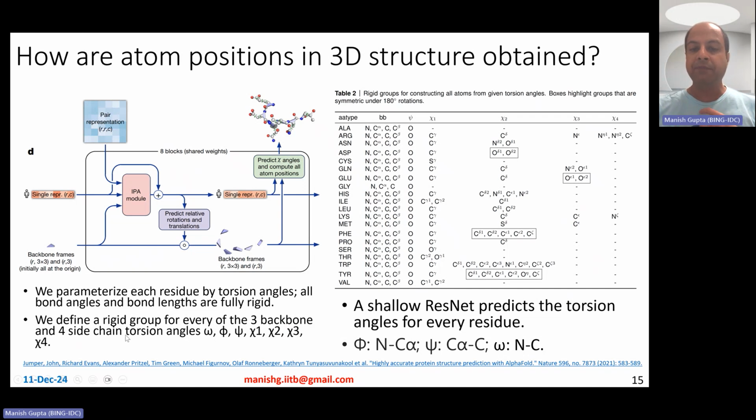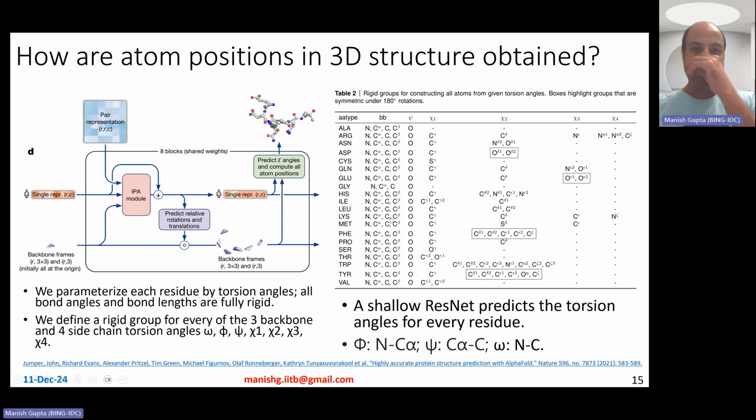Omega, psi, phi are the dihedral angles for the backbones themselves, while chi1, chi2, chi3, chi4 are for side chains. Now, we already talked about phi and psi, which are basically the angles around the bonds involving C alpha and C. But then there is also this redundant angle in some ways, omega, which is basically between N and C. Now, of course, if you have fixed phi and psi, your omega is sort of fixed, but it's good to predict all of them and then apply violation constraints to check that they are not violating and making sense. Okay, so they define rigid groups.